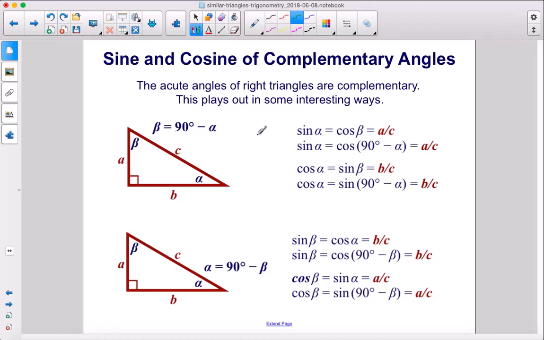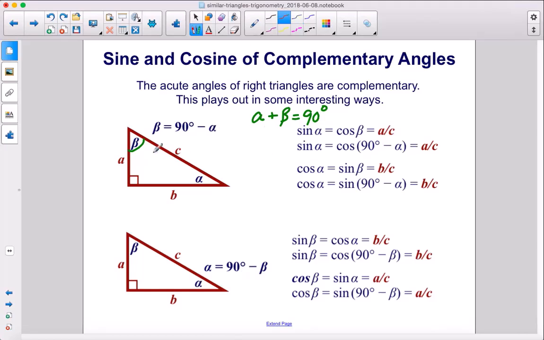Sine and cosine have complementary angles. The acute angles of right triangles are complementary. This plays out in some interesting ways. So we know we have alpha and beta here, and we have a right angle. Therefore, alpha plus beta equals 90 degrees. So if we solve this for beta, we get angle beta here equals 90 minus alpha, because we just move this alpha to the other side. And down here we have alpha equals 90 degrees minus beta.